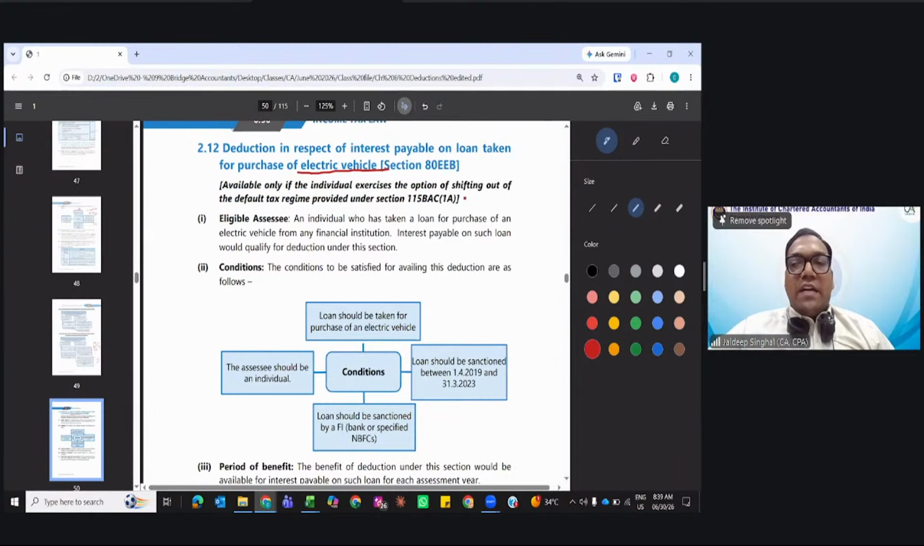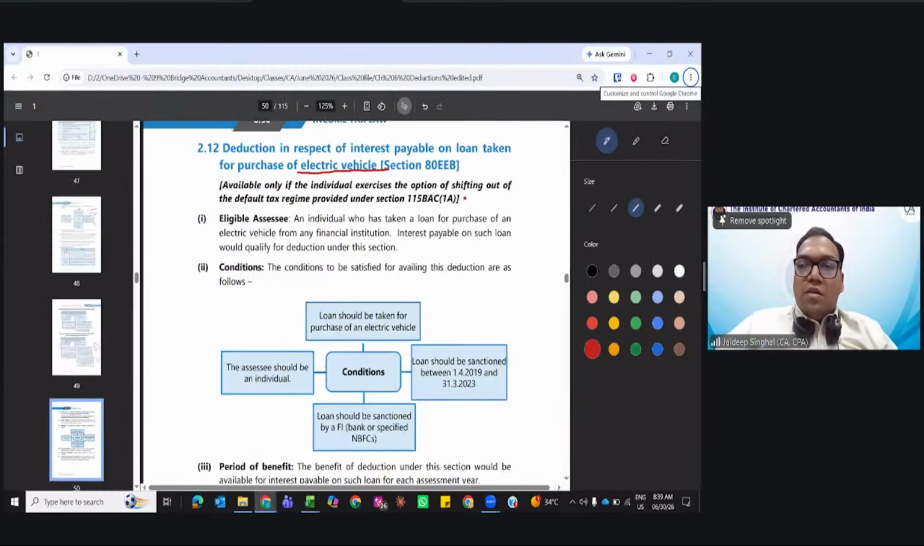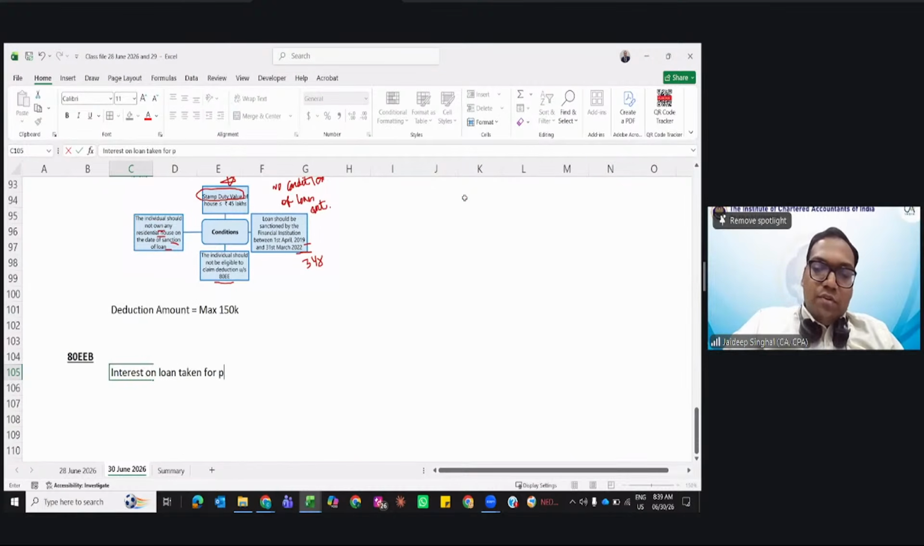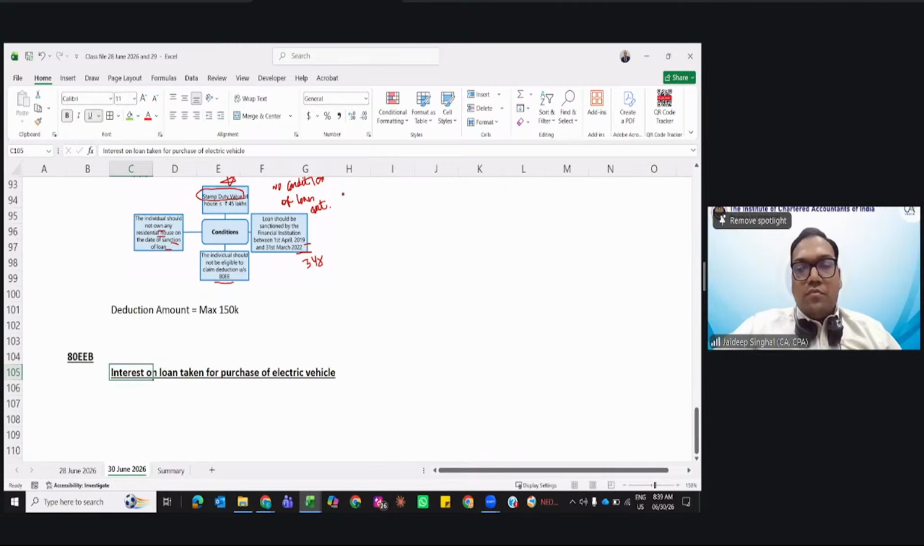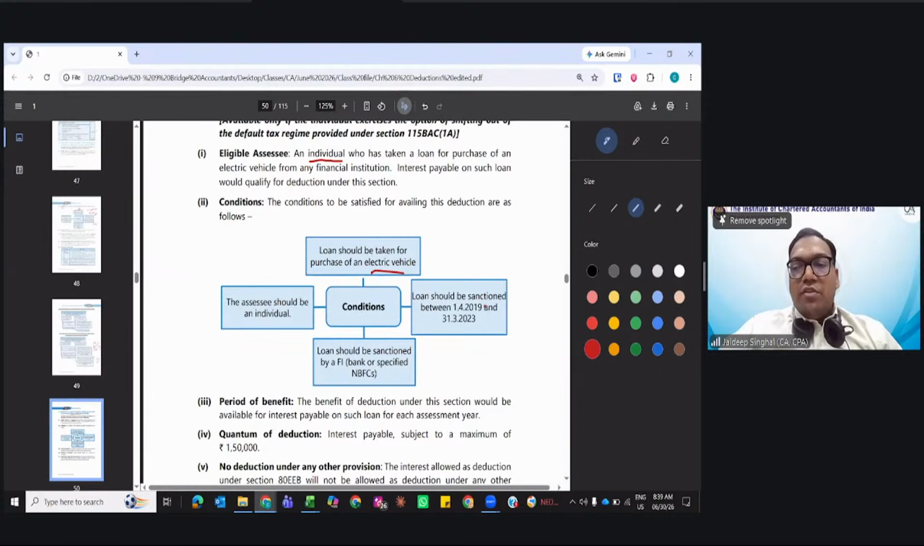80EEB is for the purchase of an electric vehicle. It is the interest on loan taken for the purchase of an electric vehicle. If you are an individual and have taken a loan for the purchase of an electric vehicle, interest payable on such loan would qualify for the deduction. Conditions are: the loan should be taken for the electric vehicle, the loan should be sanctioned between these years, the assessee should be an individual, and the loan should be taken from a financial institution, bank, or specified NBFCs.